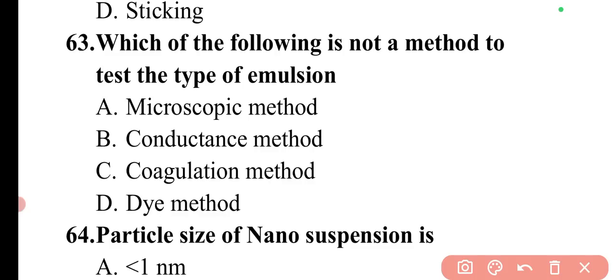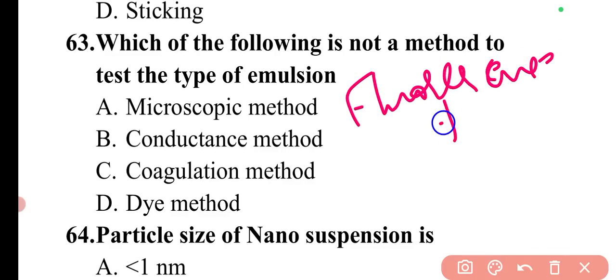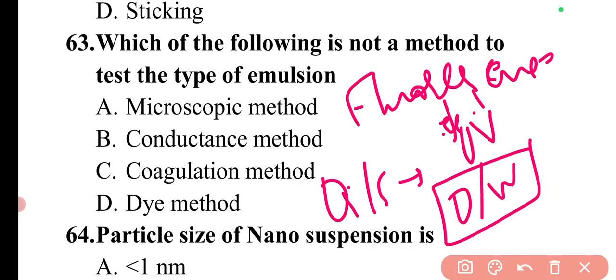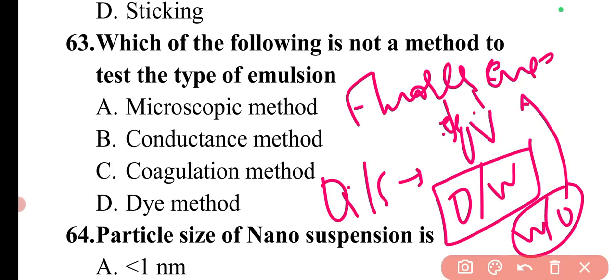Apart from this, there is a fluorescence test. In the fluorescence test, oils give fluorescence under UV light, while water does not. So if it is an oil in water emulsion, it will not give fluorescence, while if it is a water in oil type emulsion, it will show fluorescence.